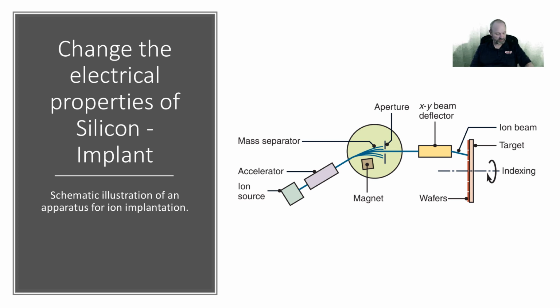We can also change the electrical properties of silicon by implanting it. We implant it with boron, for example. We can make it N-type. I think boron is N-type and phosphorus is P-type, but I'm not sure. I always get those confused.